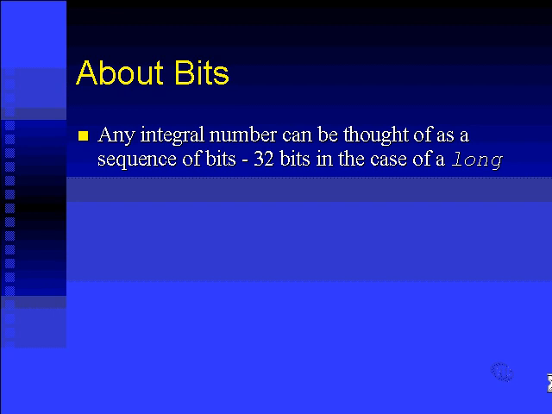I guess before we can go any further we have to understand a little bit about bits. Any integral number, I'm talking about ints, longs, shorts and so on, can be thought of as a sequence of bits. We all know that 8 bits make a byte, and so in a long, which is 4 bytes long, you'll find 32 bits. You can think of them all as arrayed. You can almost think of a long as an array of 32 bits.